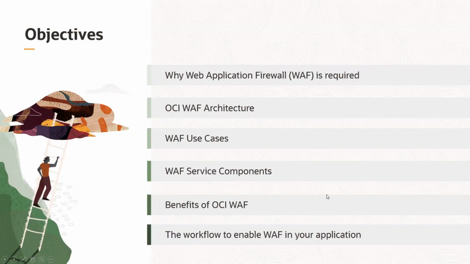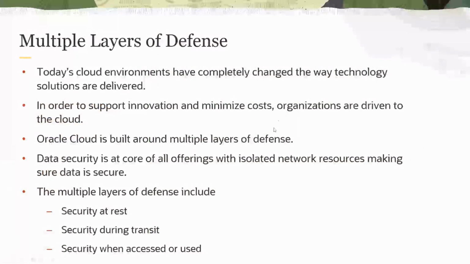And after we're done, we're actually doing some labs, pretty cool labs. We'll build a policy that will block access into your website based on the origin of the client trying to access your services. So the multiple layers of defense, these two, they're self-explanatory. Oracle's built around multiple layers of defense. Data security is core. And these multiple layers of defense include security at rest, during transit, and security when access or use of your data or application.